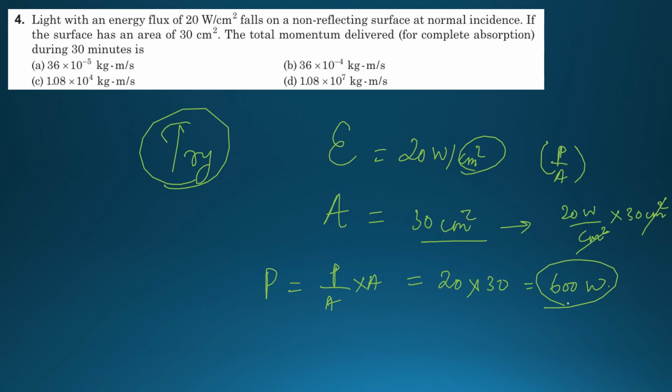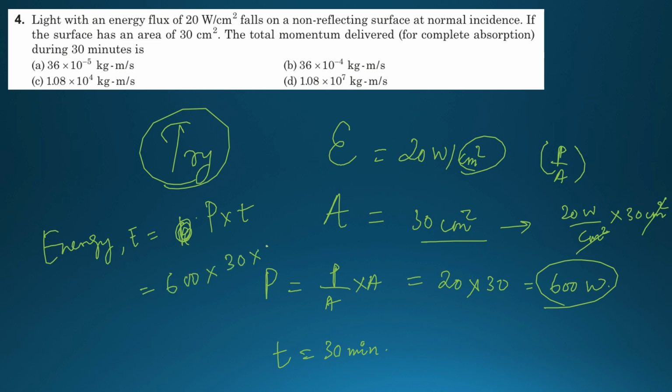Time is equal to 30 minutes. Power into time is your energy. Energy is power into time, that is 600 watt into 30 minutes, that is 30 into 60 seconds. So this is 18, 6, 18,000.